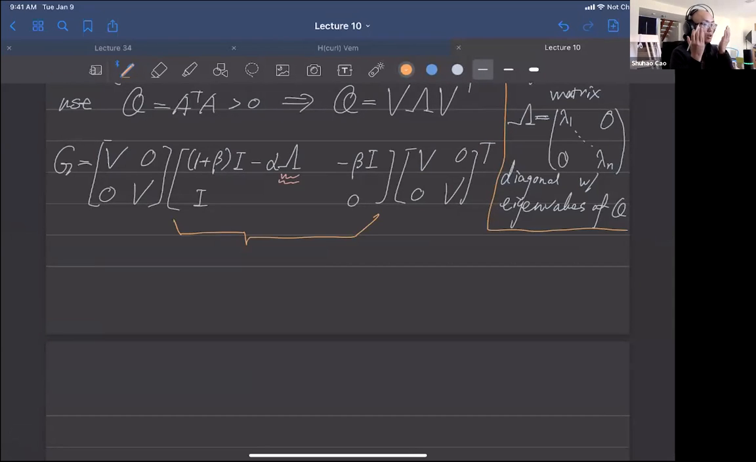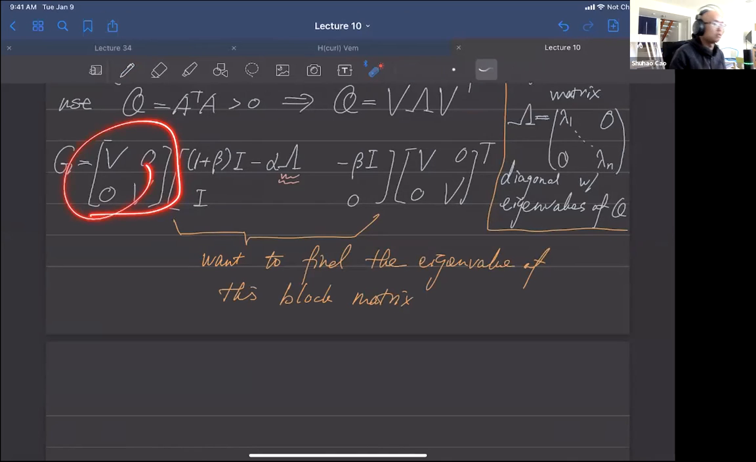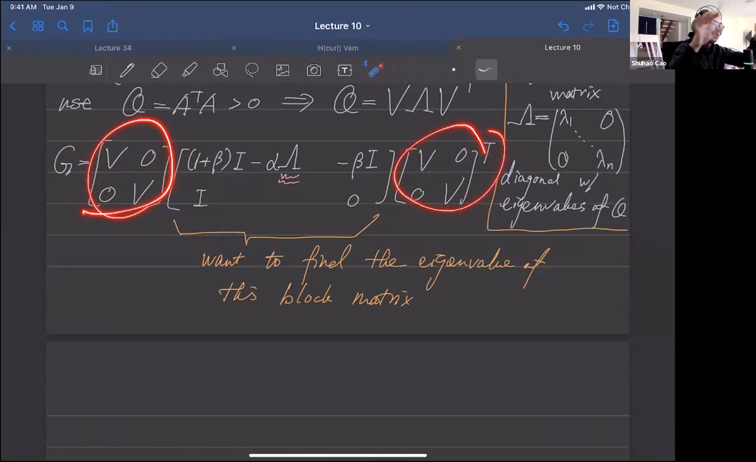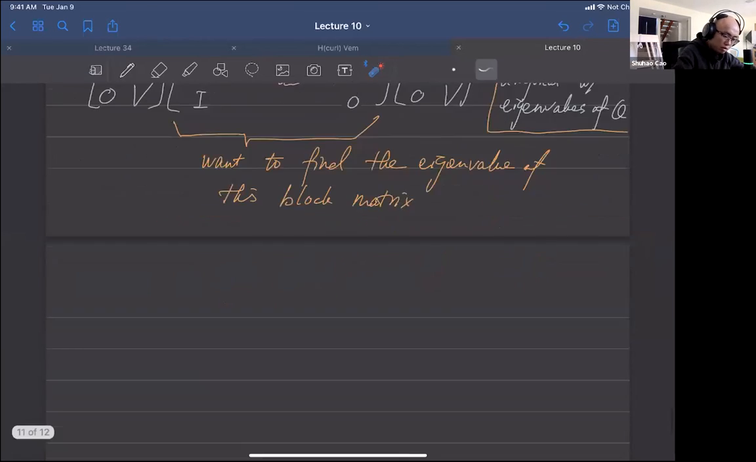So what we want to do is find the eigenvalues of this matrix, this block matrix. The reason is that these two are orthonormal matrices, so if we take the characteristic polynomial, these two don't count. So what really counts is here, and we want to decompose it once again.